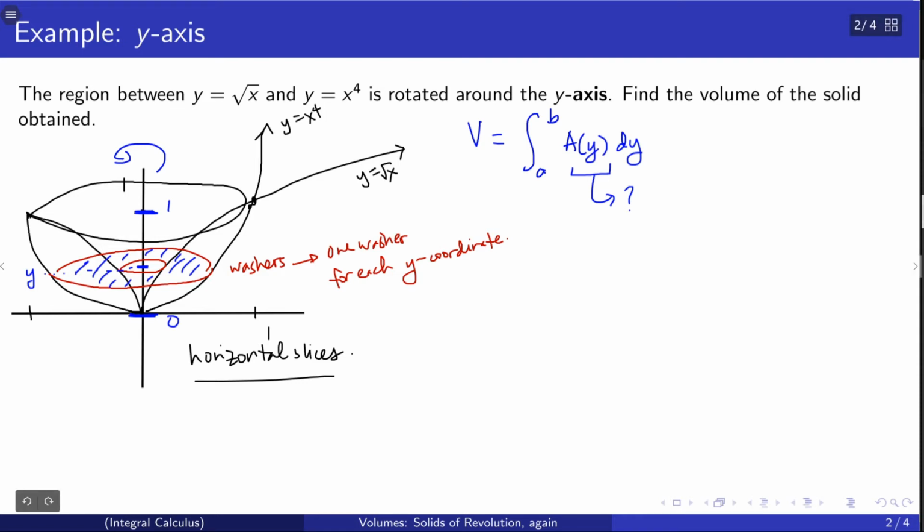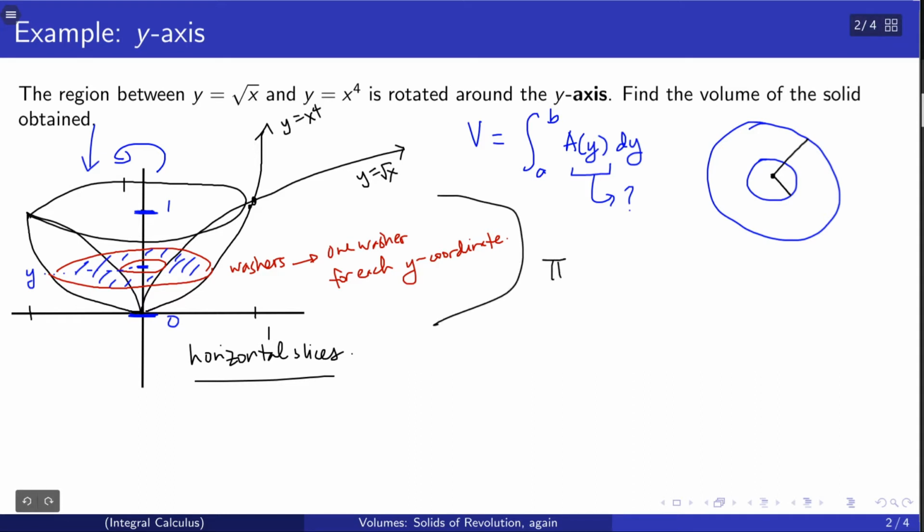Well, now if you look at your washer from the top, this is what it's going to look like. A washer, so a circle inside another circle. And now you really just need to determine what this outer radius is and what this inner radius is. Again, for washers, it's going to be exactly the same as for the x-axis rotation, just that it's going to be dependent on y instead.